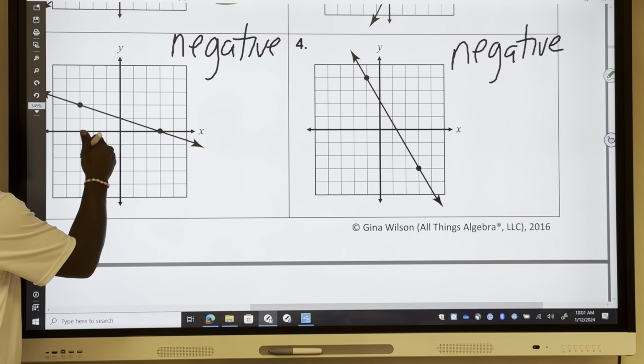Okay, let me do that again. 1, 2, and I'm here. So I went down 2. Now because I went down, that is a negative 2. Okay, I went down. It's negative.